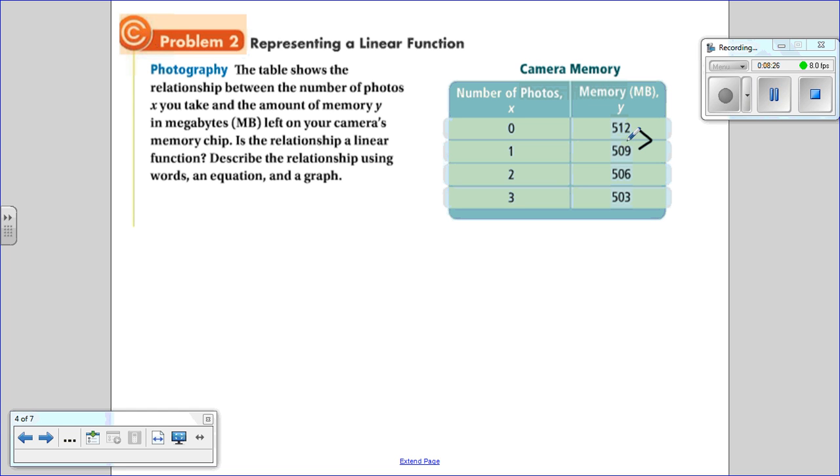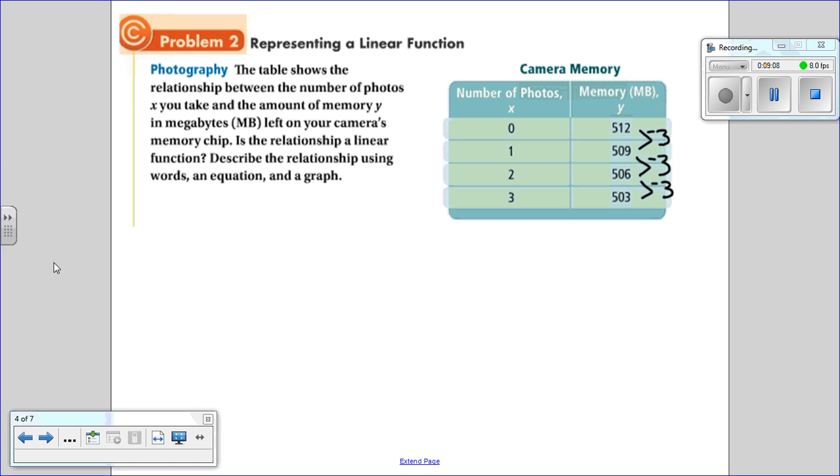This was a difference of 3. This is a difference of 3. This is a difference of 3. We subtracted 3 each time. So it seems like every picture we take takes away 3 megabytes from our camera. So what we could say is basically the amount of memory left on the memory card is equal to 512 minus 3 times however many pictures we've taken. That's how you describe that in words.